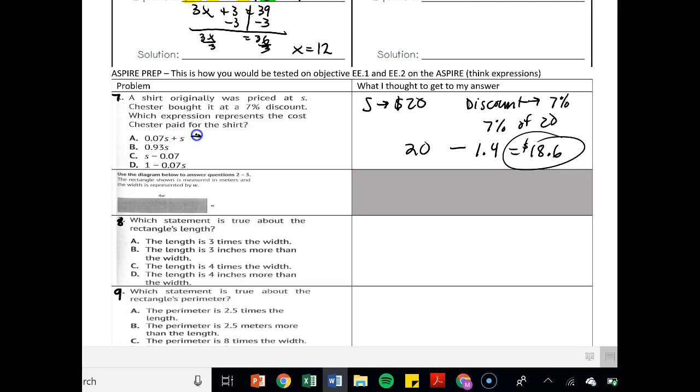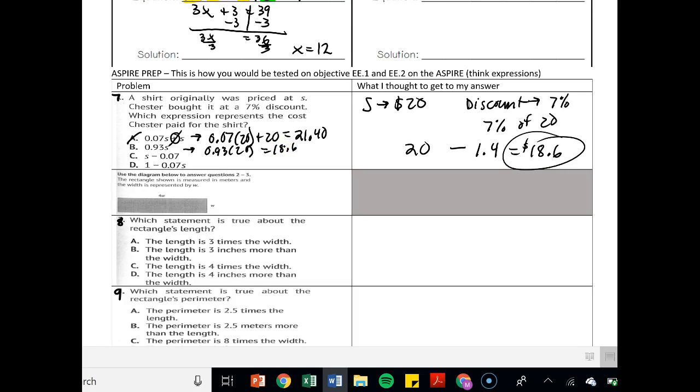So choice A says to do 0.07 times 20, which is what I said the shirt was, plus 20. And what does that give us? It gives us 21.40, so that doesn't make sense. Also, with a discount, there's no way you're going to add, so it just doesn't make sense. Choice B is 0.93 times, so that says take 93% of 20. Let's see what that gets us. That gets us our answer of 18.6.